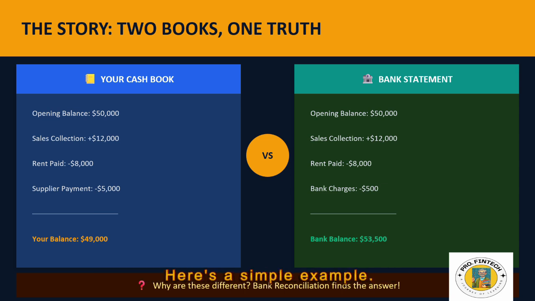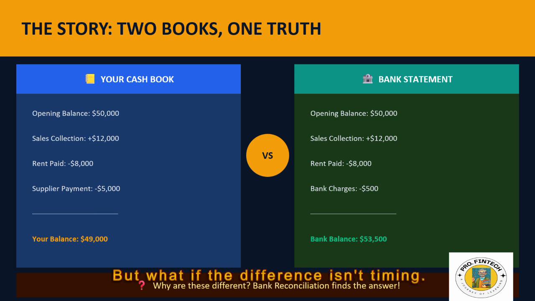Here's a simple example. On a Monday, you record a payment of $5,000 from a customer who gave you a check, but the bank doesn't actually process that check until Wednesday. So on a Tuesday, your cash book shows $5,000 more than the bank does. Is someone wrong? Not really. It's just a timing difference.